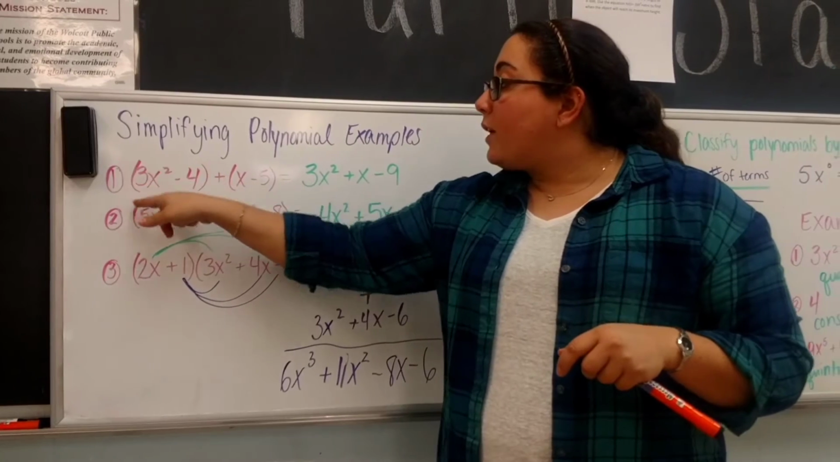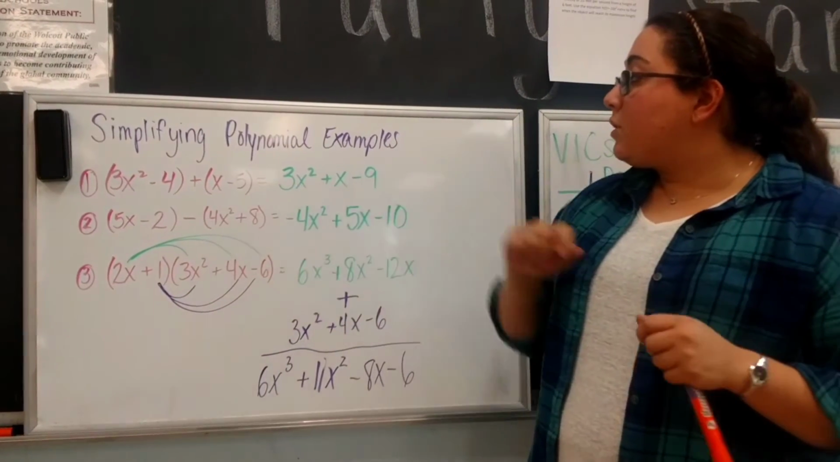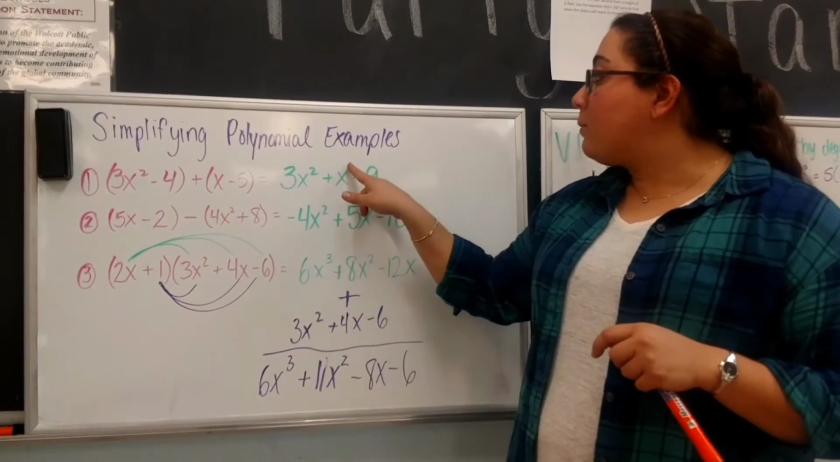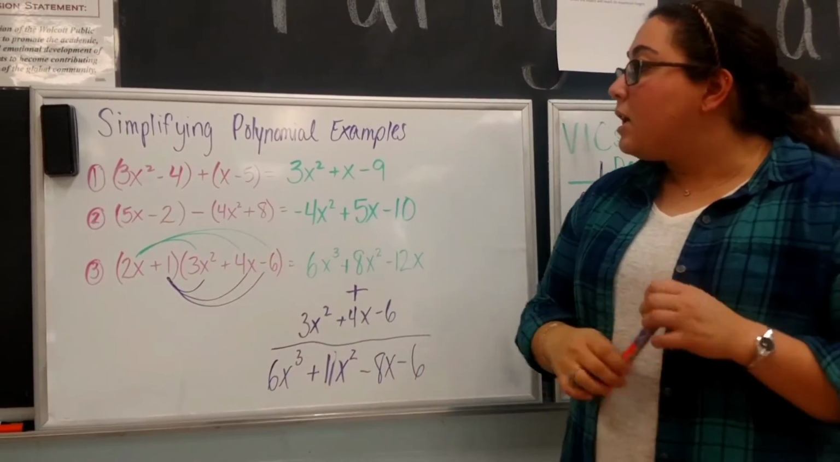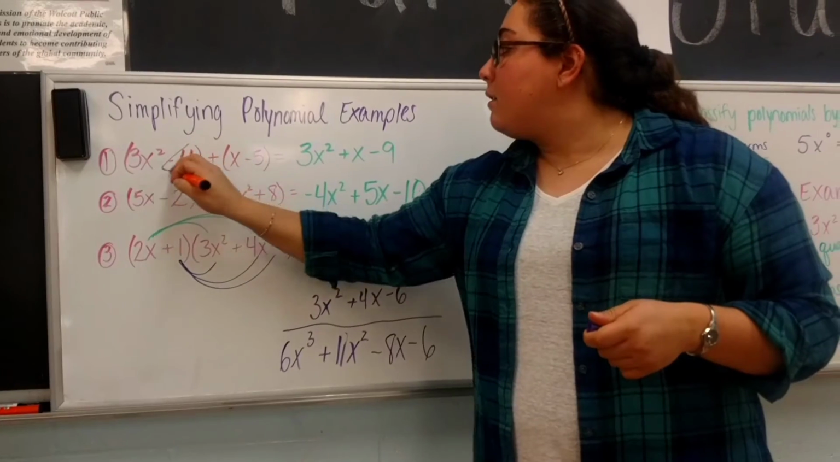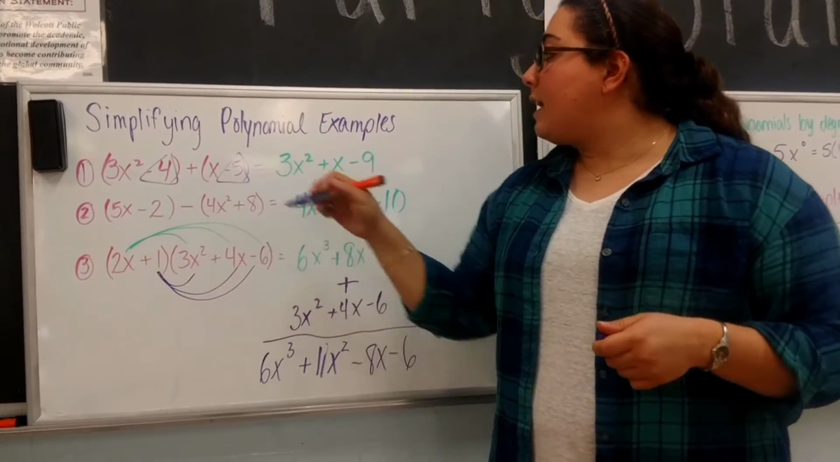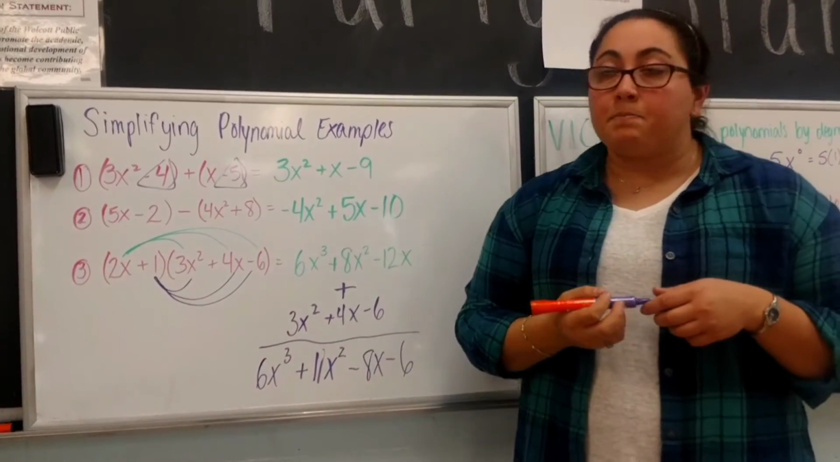You have a 3x squared. Are there any other x squareds? No, so it's a 3x squared. Then your next power would be just the x's. I only have 1 x, so I leave it with the x. But now I have a -4 and a -5, which make -9.